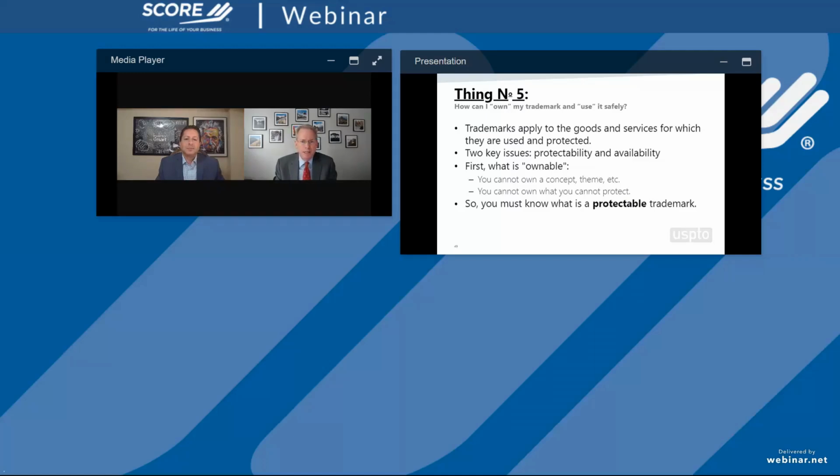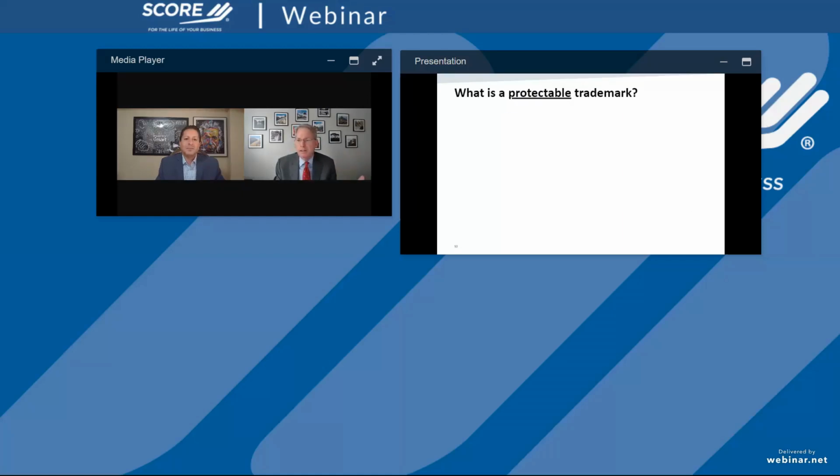So you've got to know what's a protectable trademark, because when you're making decisions about the trademark, you've got to think about, can I protect this in the future or not? Maybe I don't care. Maybe it's going to be done and gone in 30 days. Okay, fine. I don't have to worry about it too much. But if you're planning to have a trademark with some legs, you've got to think about this stuff. And after that, you can look at availability. So let's talk about what can be a trademark that is protectable.